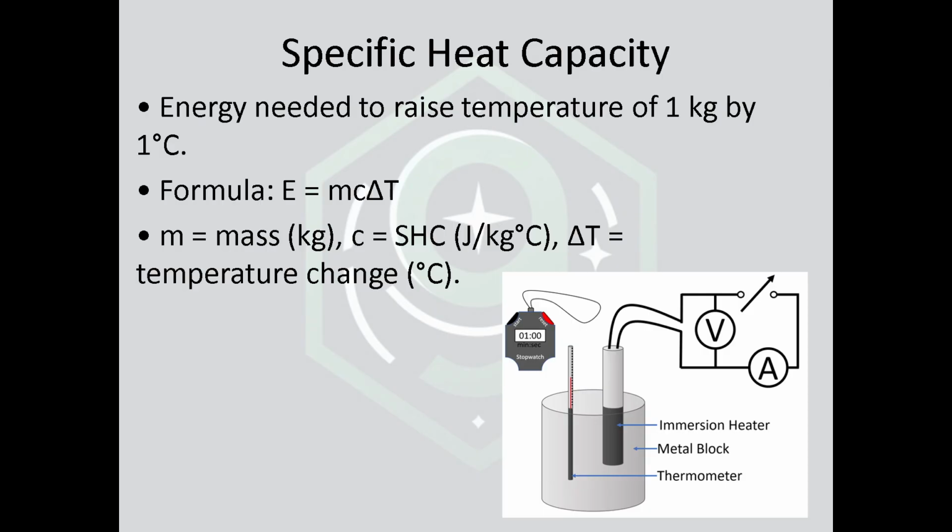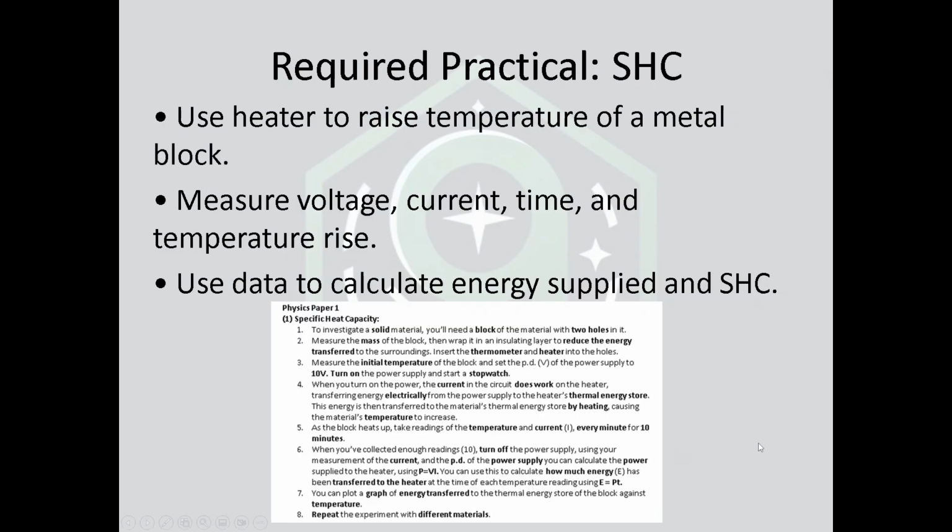Cool. So this is a required practical. It comes up a little bit more, but it's also a bit more tricky. So you essentially use the heater on a metal block and measure the temperature change, current, voltage, and time. So essentially you want to create an electrical circuit and measure these values. And then using these values, you're able to calculate the energy supplied, so E, when you do E equals mc change in T.